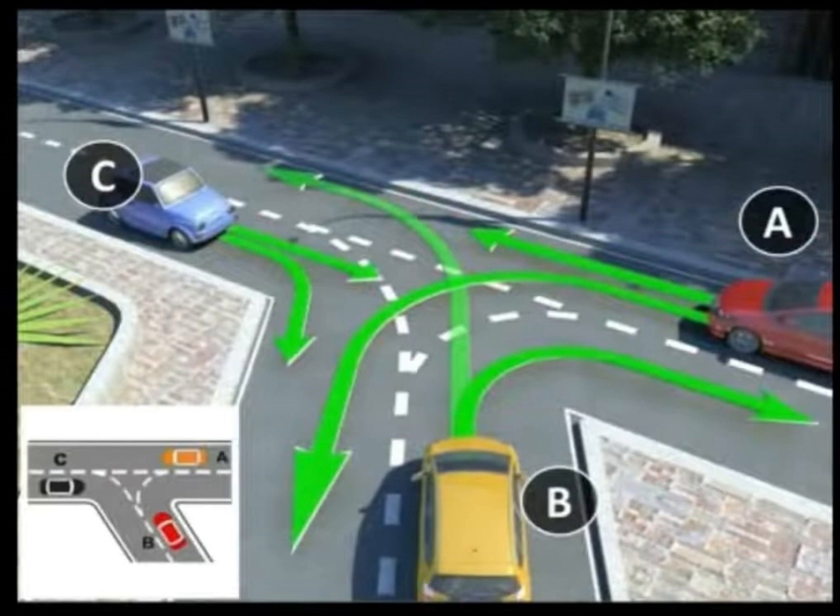Because the lines in the middle are continuous, the cars move in these directions. Vehicle A can go in all directions. B can go to the left, but it has to give precedence to car A, and C can go straight. So this is how it is.